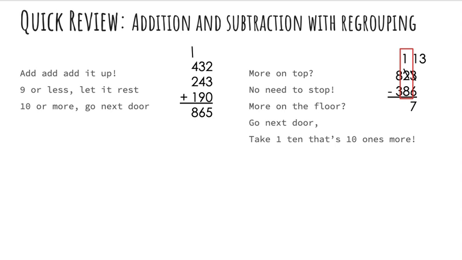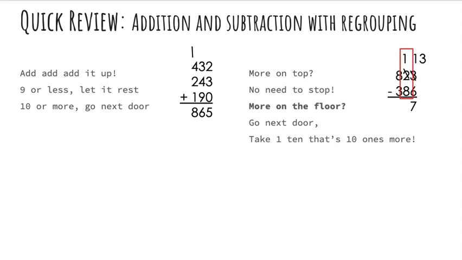8 is on the floor, and 8 is more than 1. So that means there is more on the floor. When there's more on the floor, that means we need to go next door because there's not enough to subtract that many. So I'm going to go next door to our hundreds place.